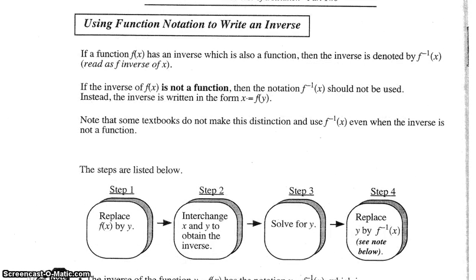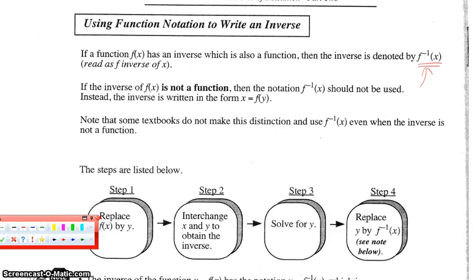We're looking at using function notation to write an inverse. If a function f of x has an inverse which is also a function, then the inverse is denoted by f to the negative 1 of x, read as f inverse of x. If the inverse of a function is not a function, then the notation f to the negative 1 of x should not be used. Instead, it should just be kept in x equals f of y notation. Some textbooks don't make that distinction, but we are going to. If it is a function, we'll use this notation. If the inverse is not a function, we stick with x equals f of y.